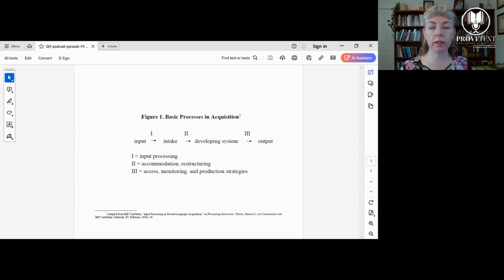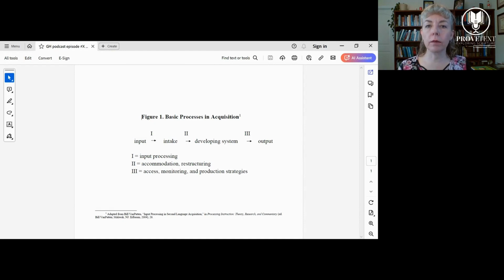If you look at this figure that I have up, or if you're just listening, I'll try to describe it to you. The process starts with input, and I've spent probably 20 episodes up to this point looking at input because it is so important. But then if we move on from input, we go to intake, and this is the small subset of input that is involved in acquisition.